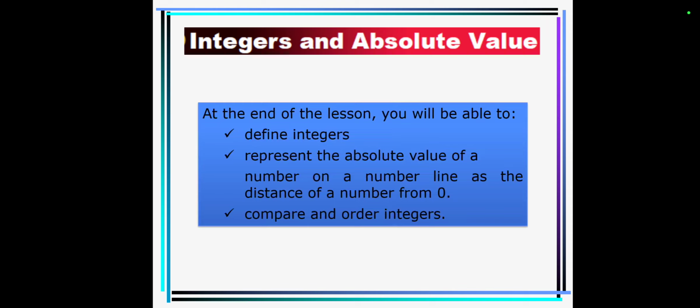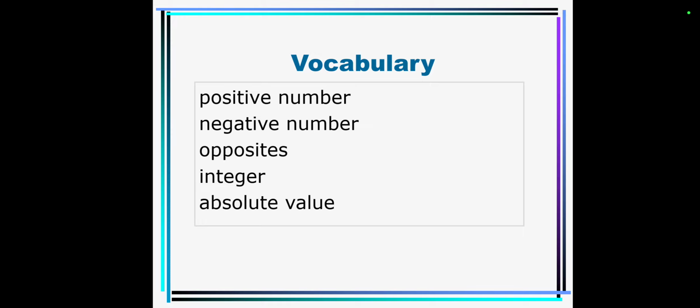In this particular lesson, at the end of the lesson, you will be able to define integers, represent the absolute value of a number on a number line as the distance of the number from zero, and compare and order integers. Here is some vocabulary. You will learn the definition of positive number, negative number, opposites, integers, and absolute value.